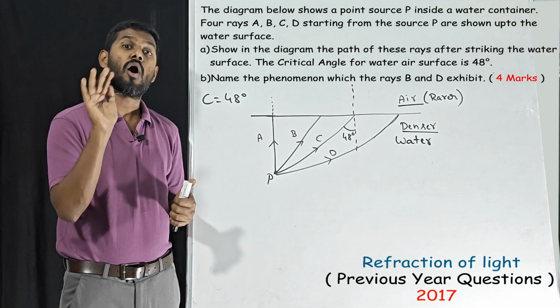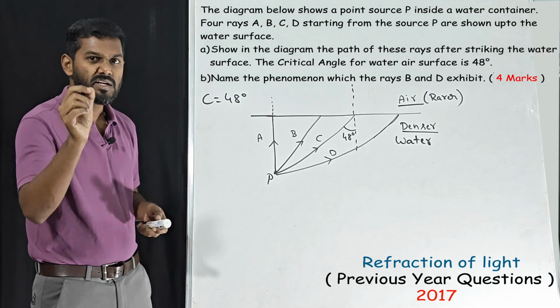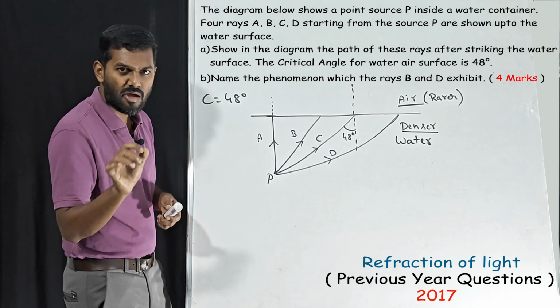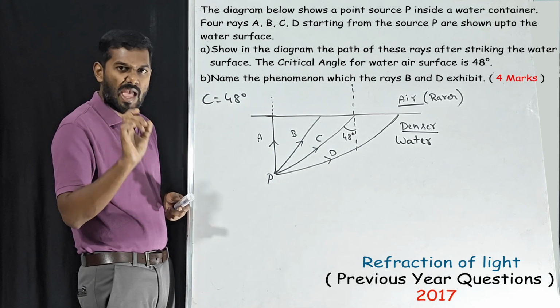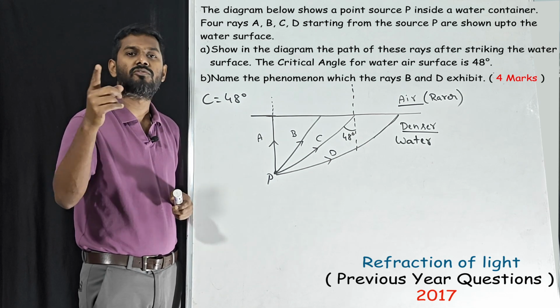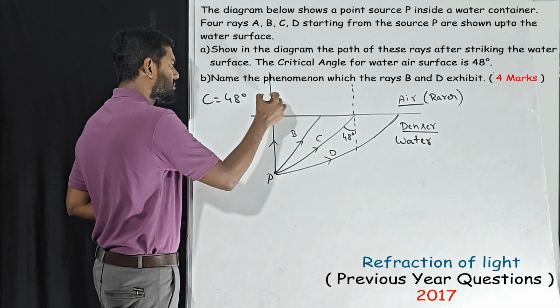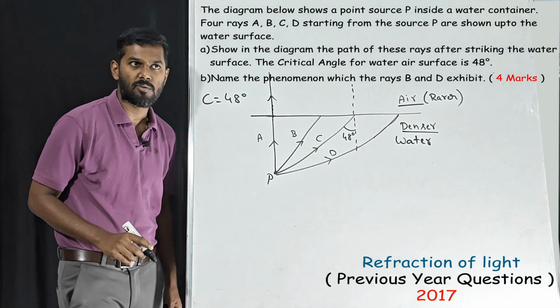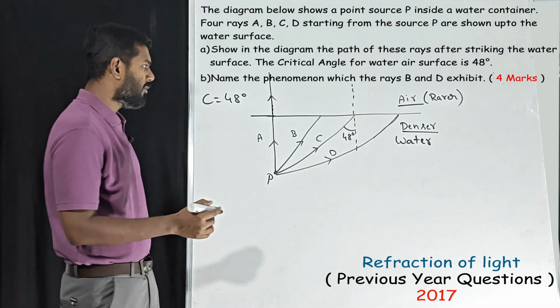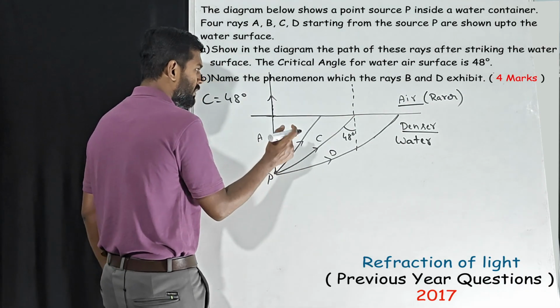Okay, the incident ray is on the normal, so the angle of incidence will be 0. If the angle of incidence is 0, the angle of refraction will also be 0. So the ray will pass exactly like this. The ray will pass exactly like this. Now we'll go for B.